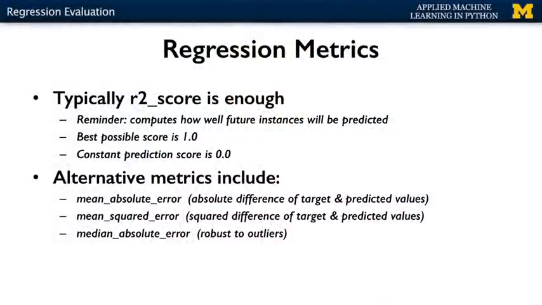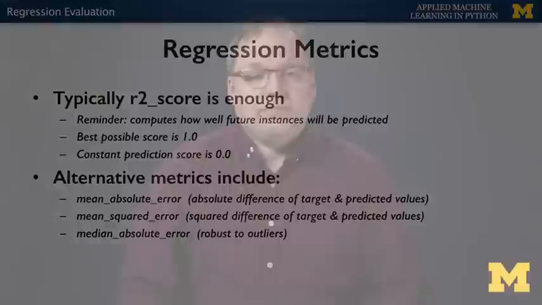In most cases, the default R-squared score that's available for regression in scikit-learn and that summarizes how well future instances will be predicted is adequate for most tasks. As a reminder, the R-squared score for a perfect predictor is 1.0, and for a predictor that always outputs the same constant value, the R-squared score is 0. The R-squared score, despite the squared in the name that suggests it's always positive, does have the potential to go negative for bad model fits, such as when fitting nonlinear functions to data.